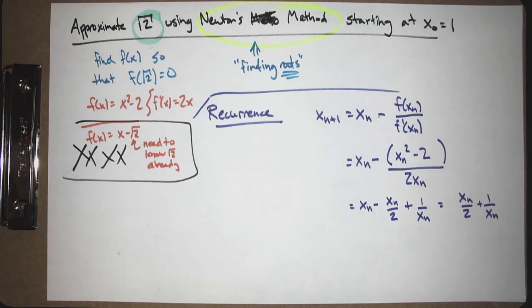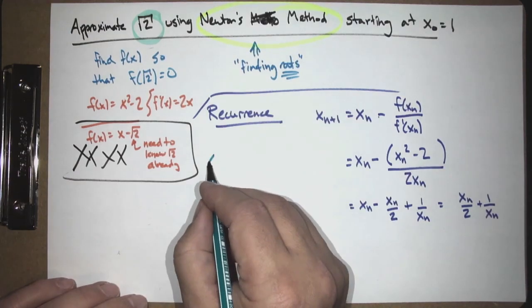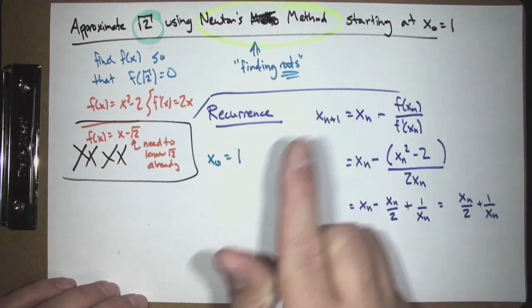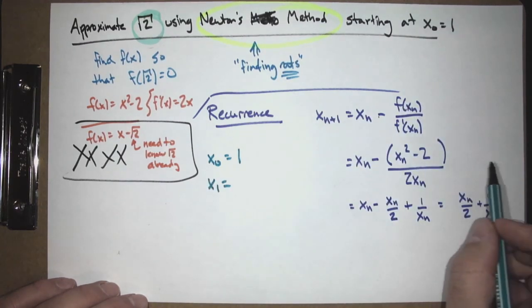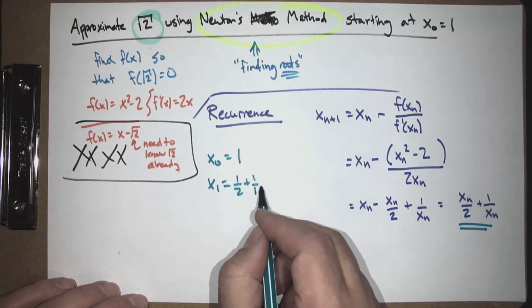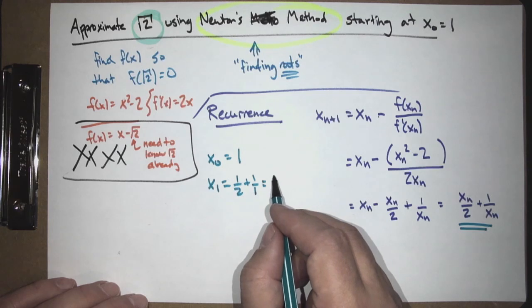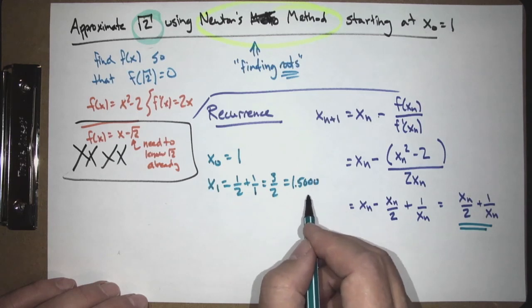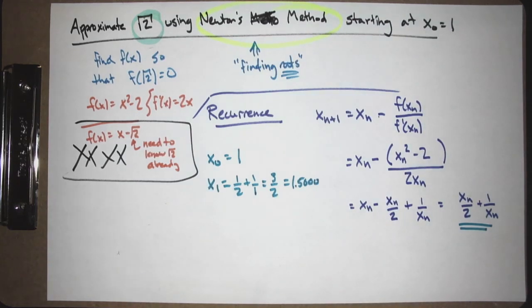We actually need to do the work. All right, well, let's start. x0 is 1. How do we know x0 equals 1? Yeah, it tells us. What is x1? It's 1 over 2 plus 1 over 1, also known as 3 halves, or for engineers, 1.5000. Okay, now, is 1.5000 a better guess than 1? Yeah, it's a little bit better.